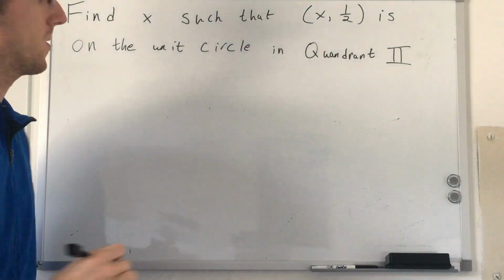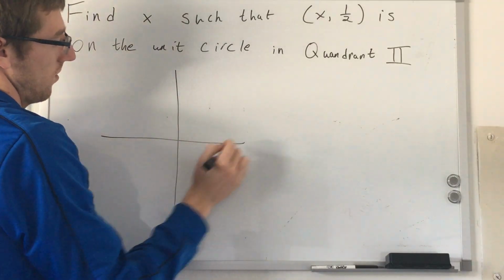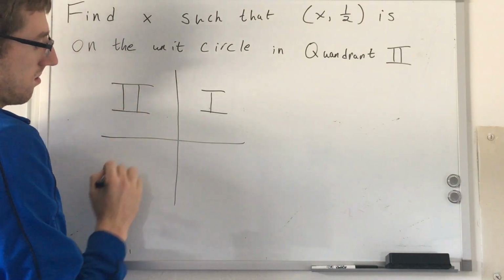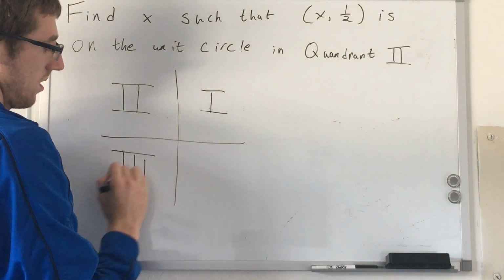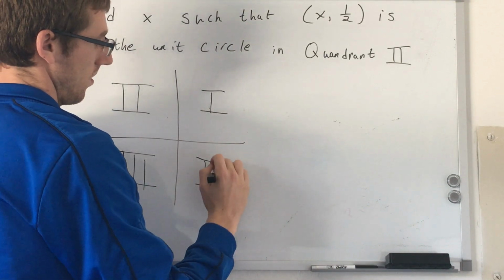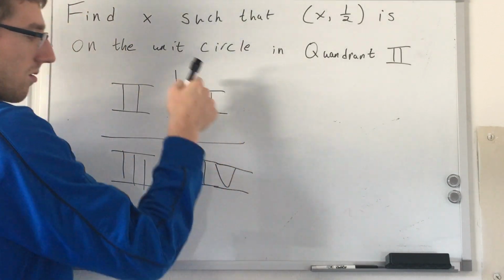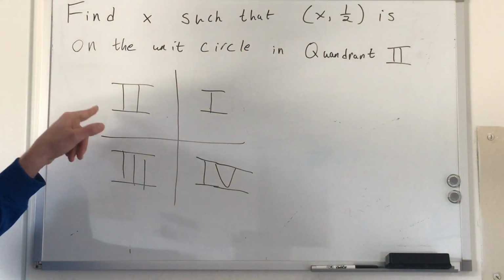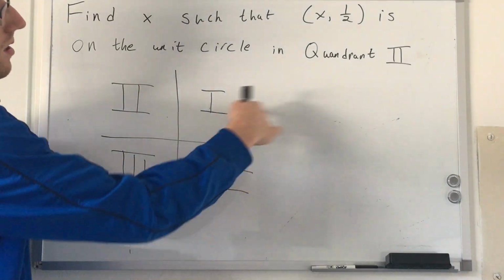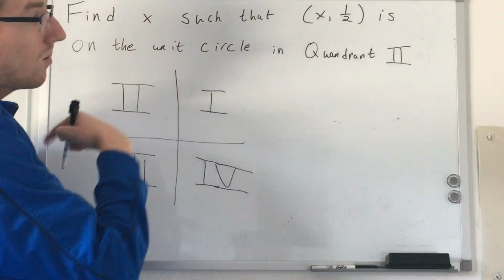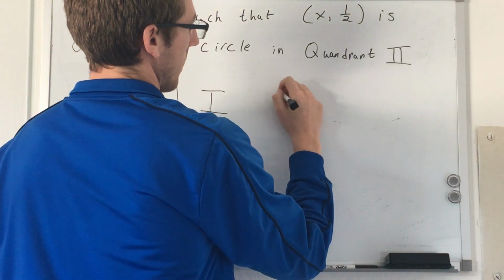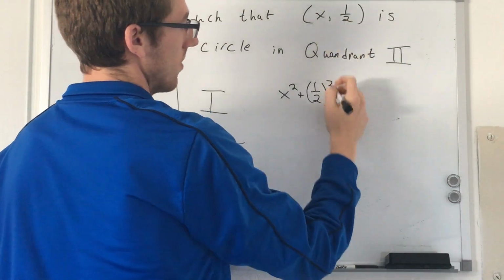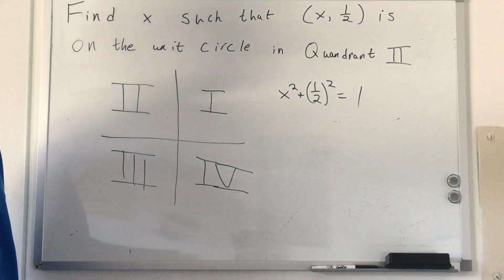So maybe you don't remember your geometry, that's totally fine. We'll go over it right now. This is quadrant 1, this is quadrant 2, this is quadrant 3, and this is quadrant 4. It just goes counterclockwise around. So I want to find the x that's in this quadrant here. So we know we're on the unit circle again, so we have x squared plus 1/2 squared, and we know that's supposed to be equal to 1.